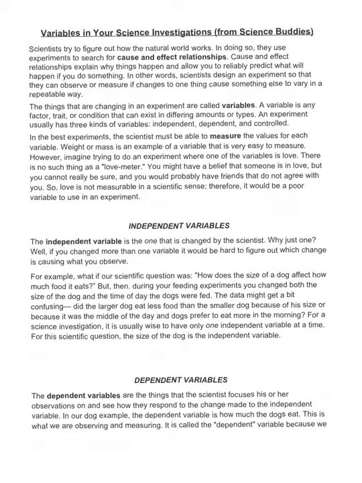In the best experiments, the scientists must be able to measure the values for each variable. Weight or mass is an example of a variable that is very easy to measure. However, imagine trying to do an experiment where one of the variables is love. There is no such thing as a love meter. You might have a belief that someone is in love, but you cannot really be sure, and you would probably have friends that do not agree with you. So, love is not measurable in a scientific sense. Therefore, it would be a poor variable to use in an experiment.